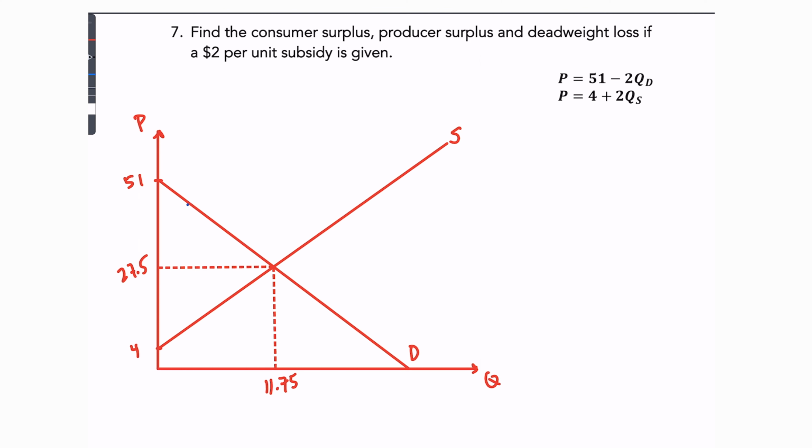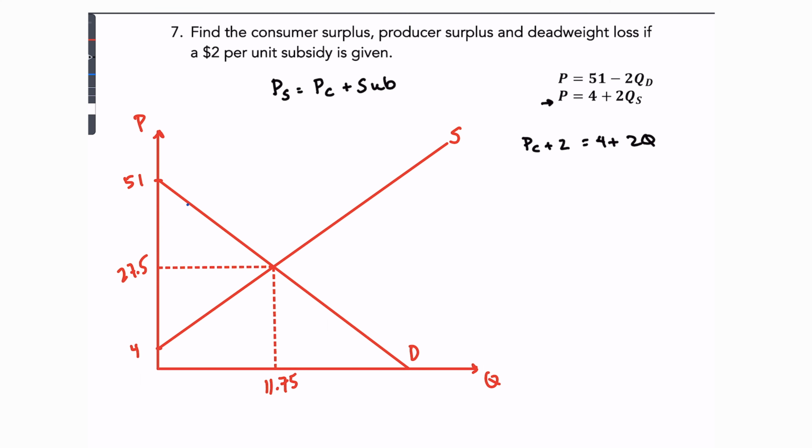So first step to me is always to take the subsidy and add it to the supply equation. The reason for that is the way subsidies work, the supplier's price is the consumer's price plus the subsidy. The supplier will receive whatever the consumer pays plus an additional, in this case, $2 from the government. So my demand equation, I'm going to leave it as it is. But for my supply equation, I'm going to replace that P by consumer price plus $2. Set that equal to 4 plus 2Q. And solve for the consumer's price.